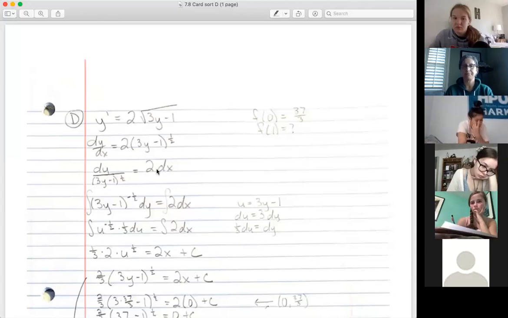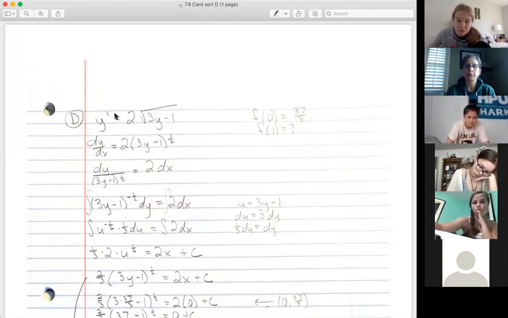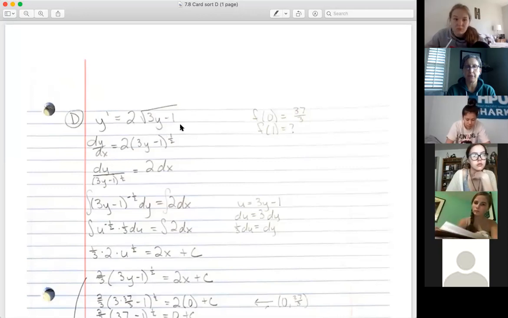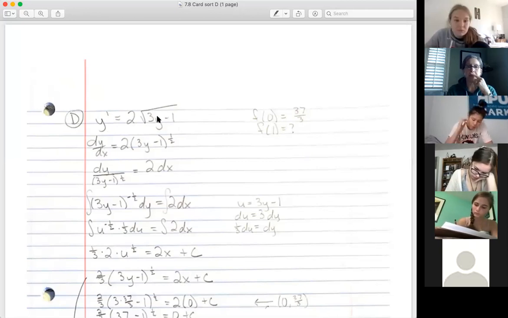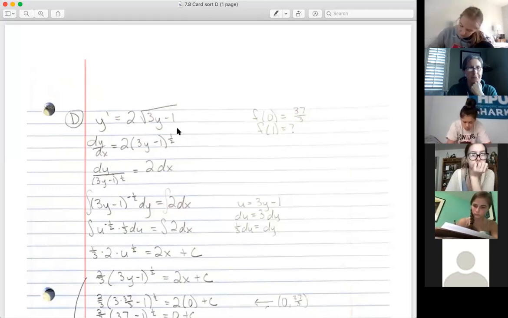Okay, so there's D. Because of the y prime, you really could make this in terms of any variable. Dy dx felt normal to me, so I used the dy dx. And then I rewrote the square root of the 3y minus 1 as a 3y minus 1 to the 1/2. And then I separated the variables. And so the dx came to this side.